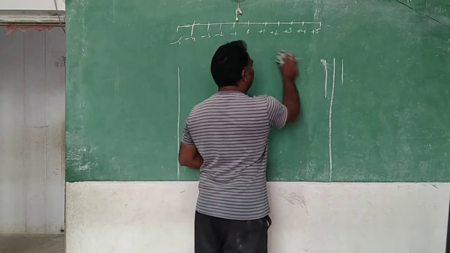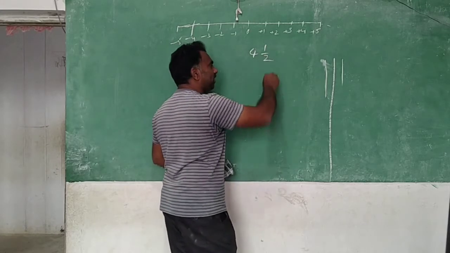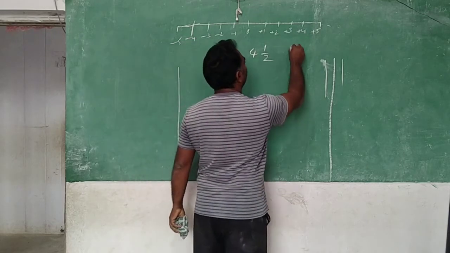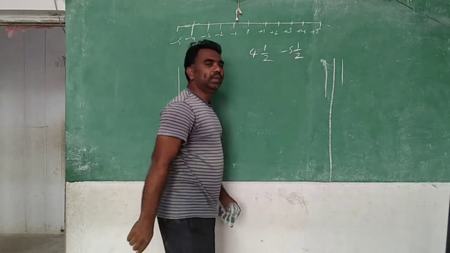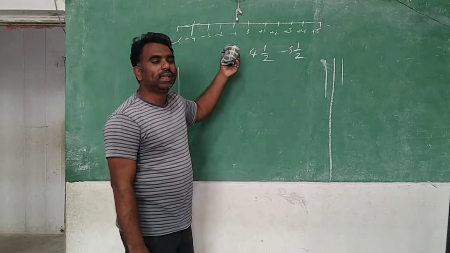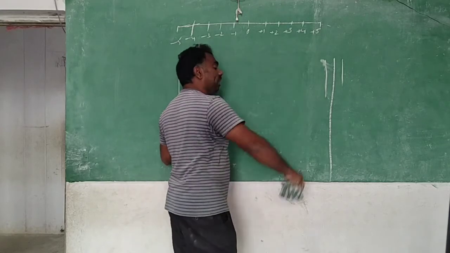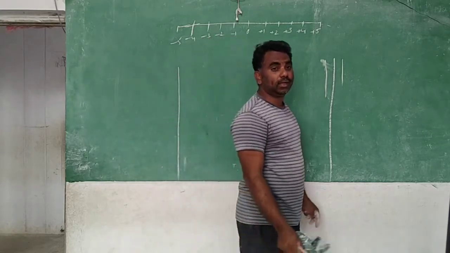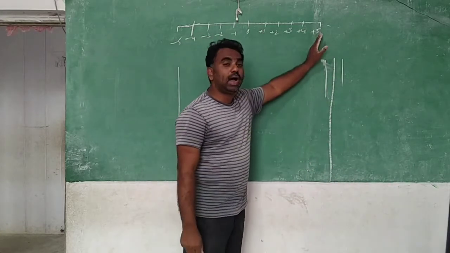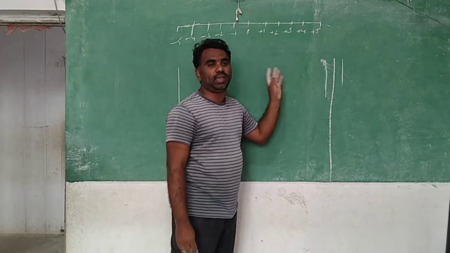And if mixed fractions are there, easily we can say it is in between 4 and 5. -5 1/2 is in between -5 and -6. So like that you are able to say this. If an improper fraction is there, you can't say like that directly. You know one thing, improper fractions are more than 1 or less than -1. But exactly where it is, you can't say.